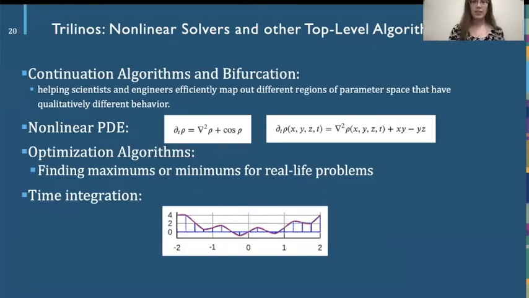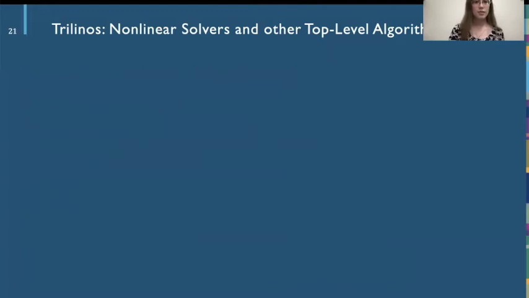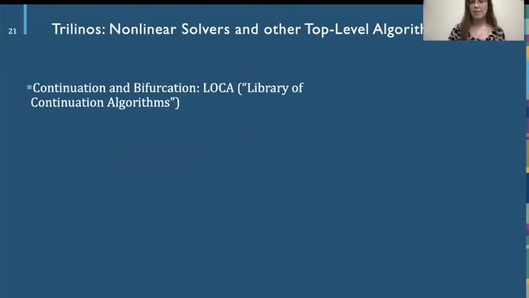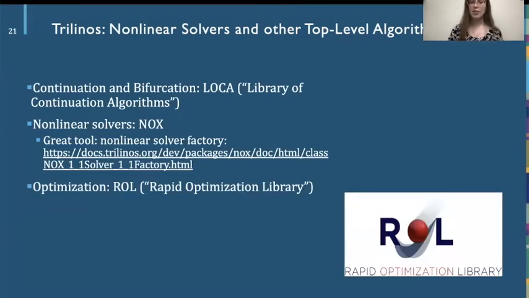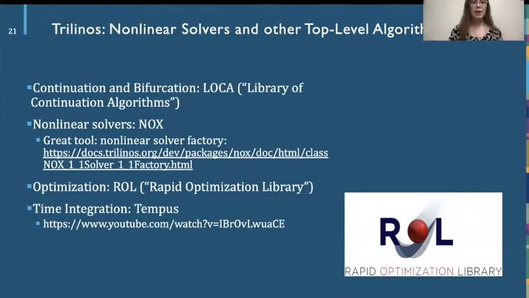Now, which packages contain these operations in Trilinos? For continuation and bifurcation algorithms, we have LOCA, which is called the Library of Continuation Algorithms. For nonlinear solvers, we have a package called NOX. And if you want to look in the details of NOX, I recommend looking at the Nonlinear Solver Factory. For optimization, we have ROL, which is the Rapid Optimization Library. And for time integration, we have Tempus. And if you want to learn more about what is time integration, I suggest the YouTube video linked below.